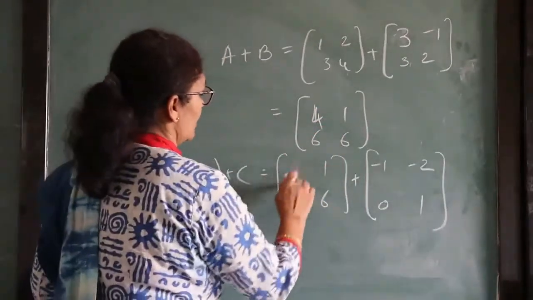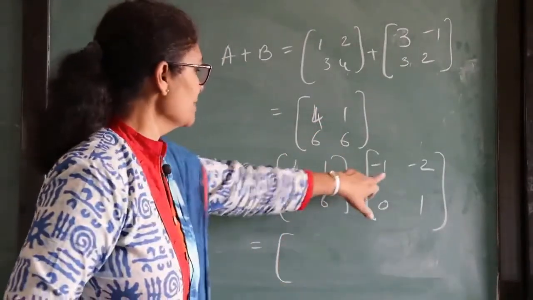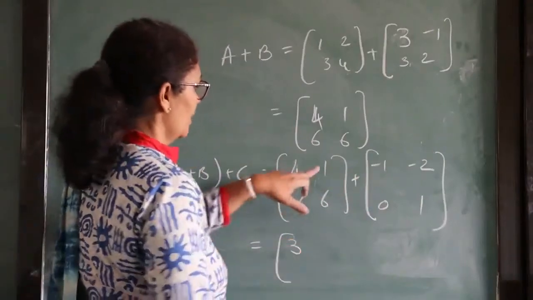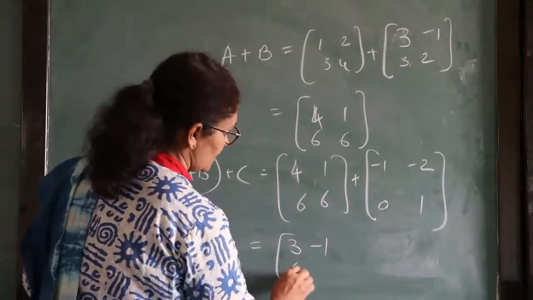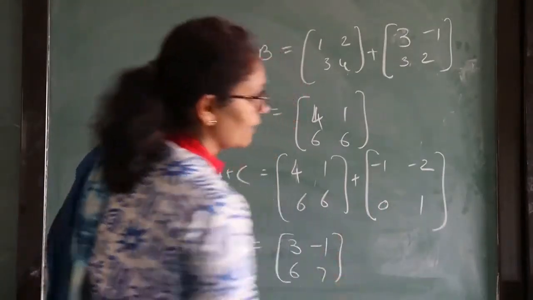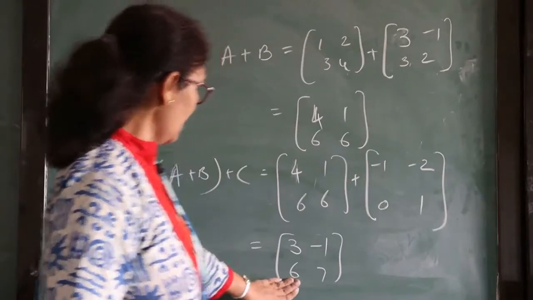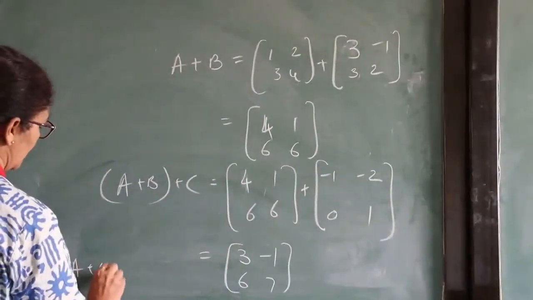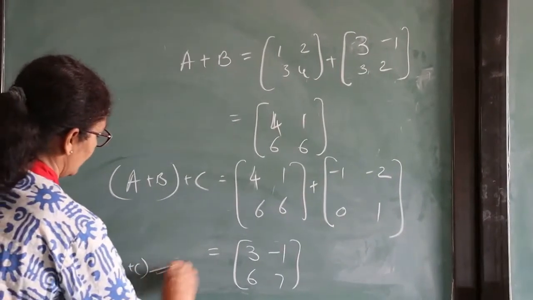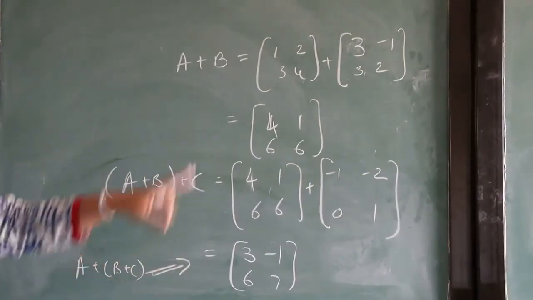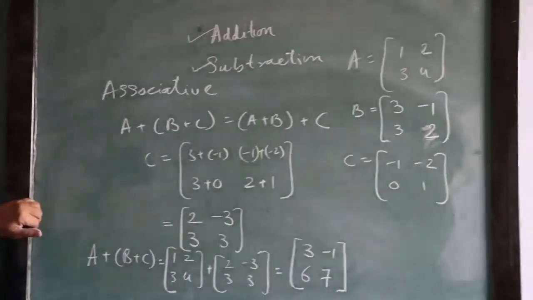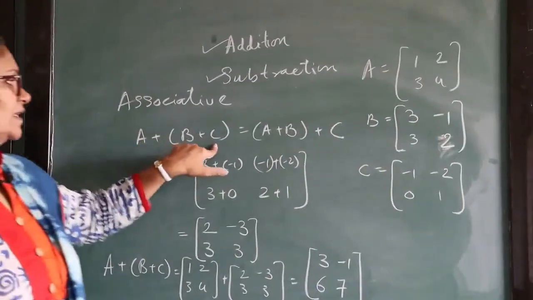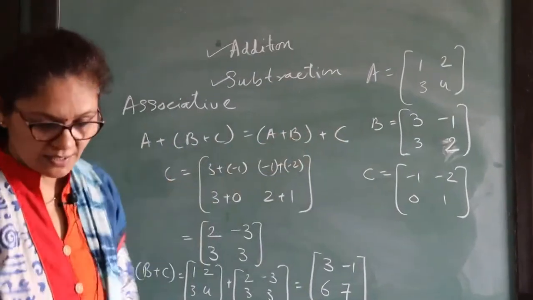Now let's see. 4 plus minus 1 is 3. 1 plus minus 2 is minus 1, 6 plus 0 is 6, and 6 plus 1 is 7. So we can check our this matrix, and what we have find, A plus B plus C, it is again same. So from this we can prove that our associative law is again true. A plus B plus C equal to A plus B plus C.